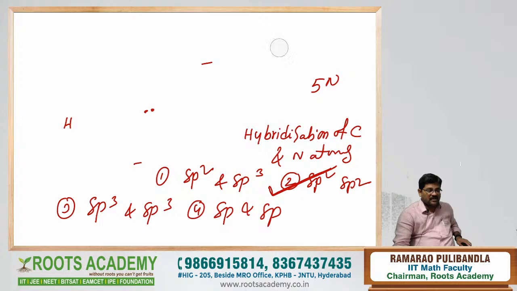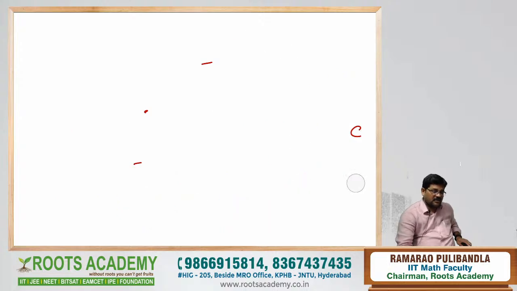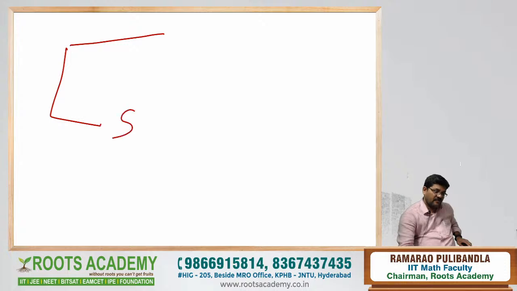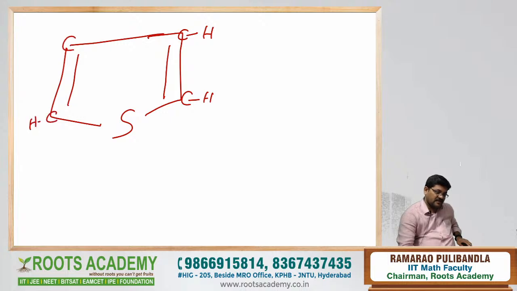Take the example of thiophene. In the example of thiophene, see what it is. This is a 5-membered ring system, thiophene, very well known. Here what is there? CH is there. CH is there. CH is there. So sulfur belongs to which group?